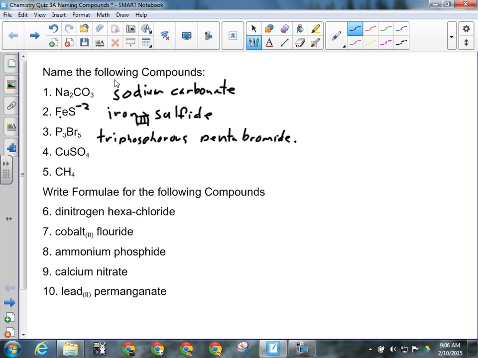Number 4, I've got copper and I've got a complex ion sulfate. Does copper have more than one possible charge? Yes, it does. So it's also going to need a Roman numeral. Sulfate's always -2, so copper must be +2. So this is copper, Roman numeral 2, sulfate.